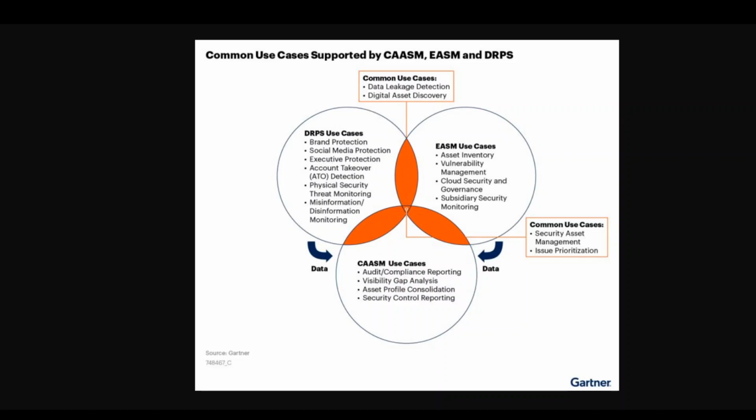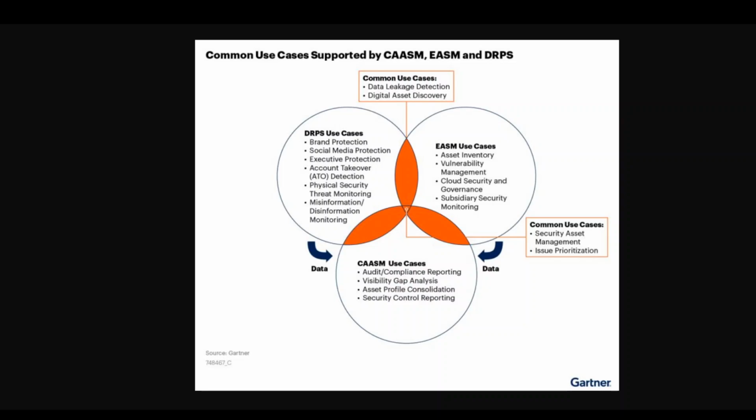Then we have DRPS or Digital Risk Protection Services. DRPS complements both EASM and CAASM by focusing on protecting against digital risks that originate from outside the traditional security perimeter. These include risks associated with data leakage, reputation damage, and online fraud. By leveraging DRPS, organizations can monitor the digital landscape for potential threats, respond to incidents in real time, and mitigate risks before they become full blown crises.